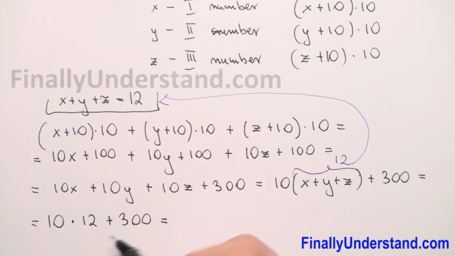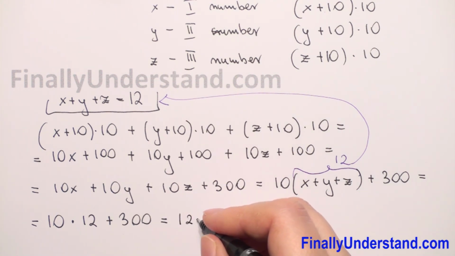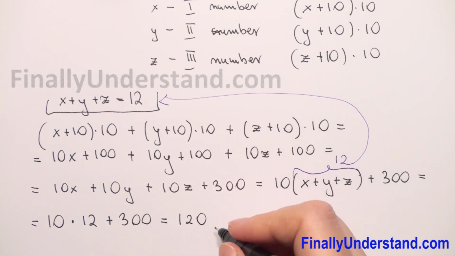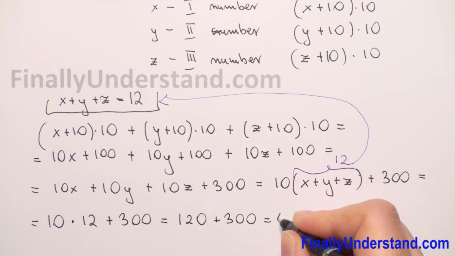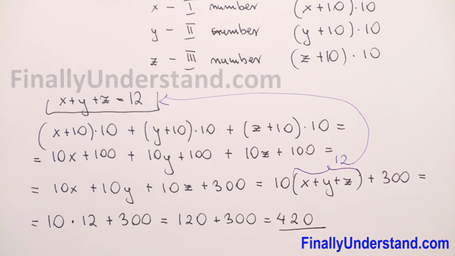So this is equal to... 10 times 12 is 120, and we have plus 300. So this is equal to 420. This is my solution.